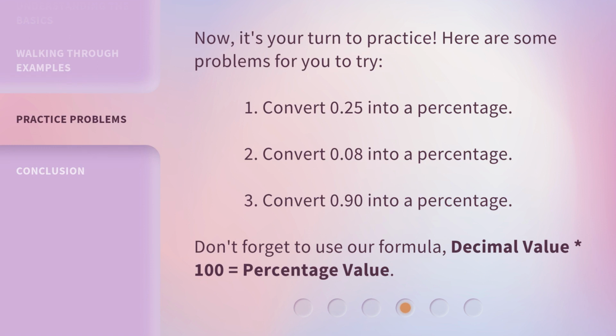Now, it's your turn to practice. Here are some problems for you to try. 1. Convert 0.25 into a percentage. 2. Convert 0.08 into a percentage. 3. Convert 0.90 into a percentage. Don't forget to use our formula. Decimal value times 100 equals percentage value.